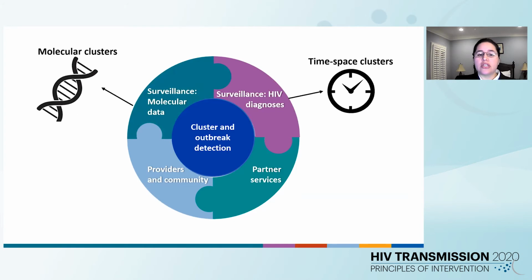And a fourth approach, the analysis of molecular data from surveillance, allows us to identify clusters of related infections. CDC and health departments can routinely analyze molecular data to identify clusters of rapid transmission, and molecular analysis can help identify the full scope of an outbreak detected through other approaches.